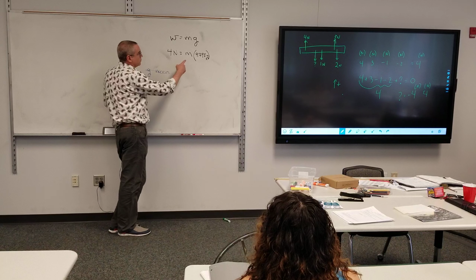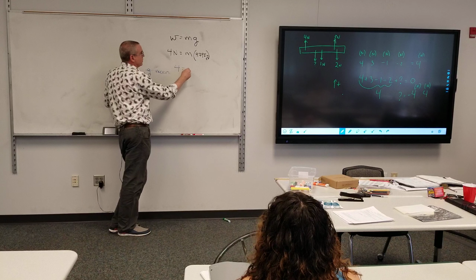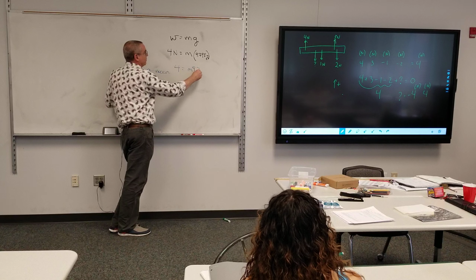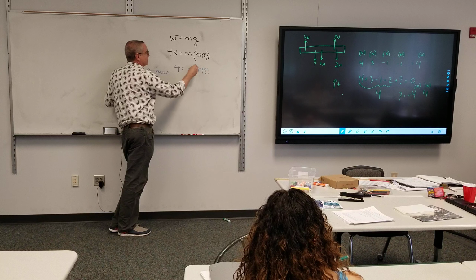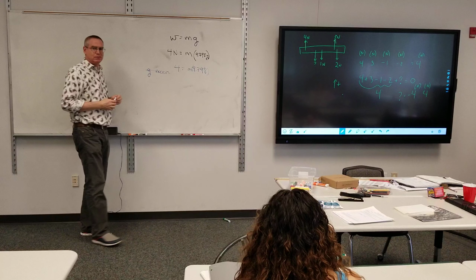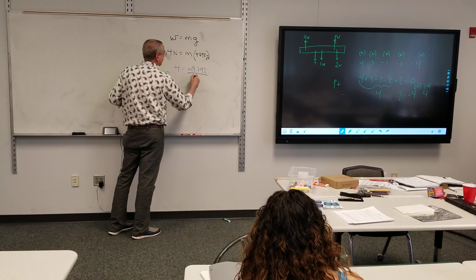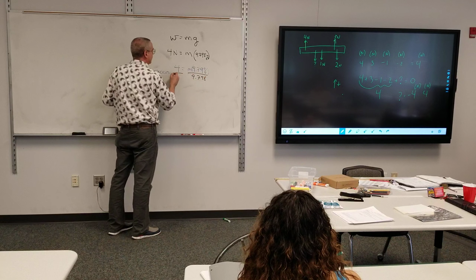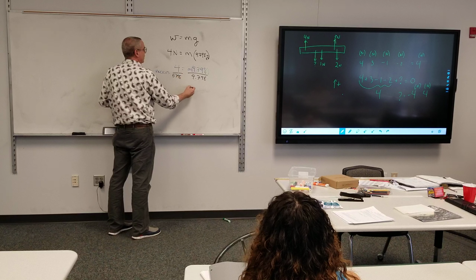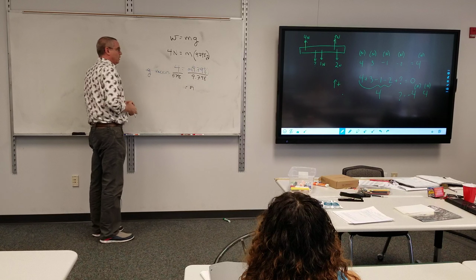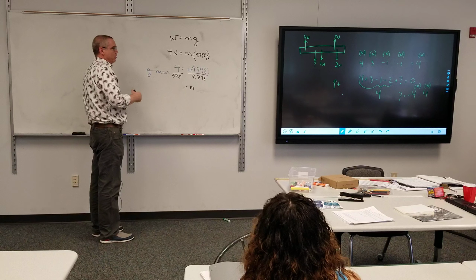So to find mass, the math problem is 4 is equal to m times 9.798. How do I isolate m? If I divide by 9.798, I will get the mass, which will be somewhere a little bit more than 0.4.